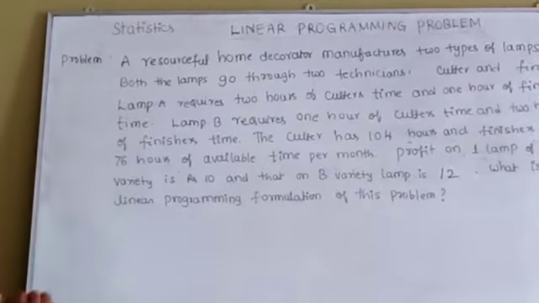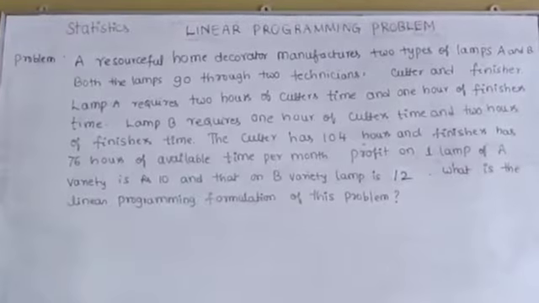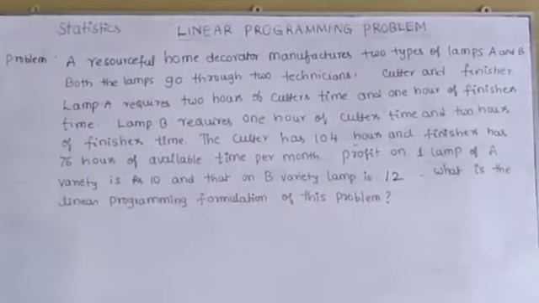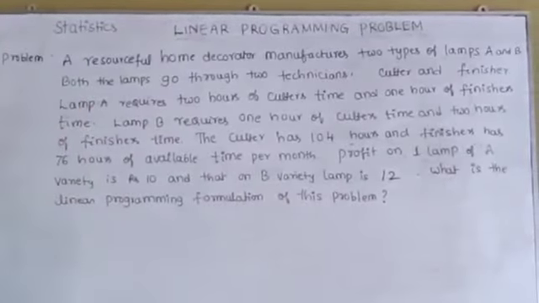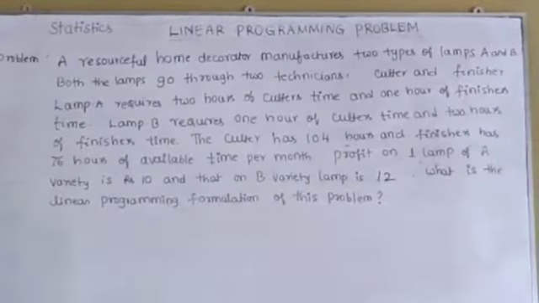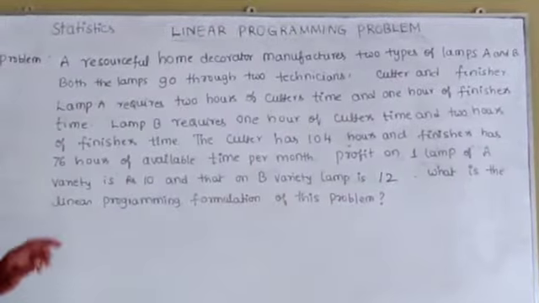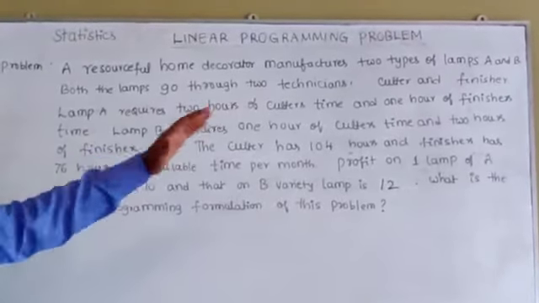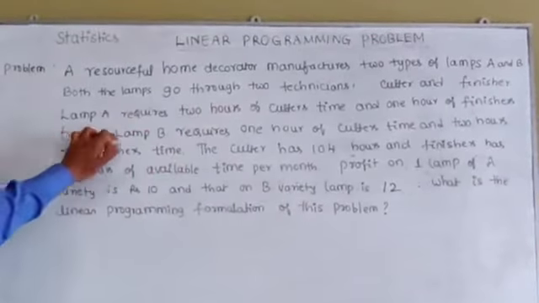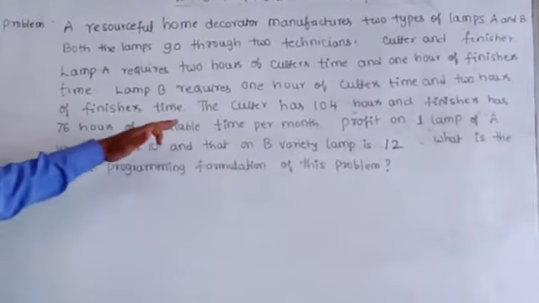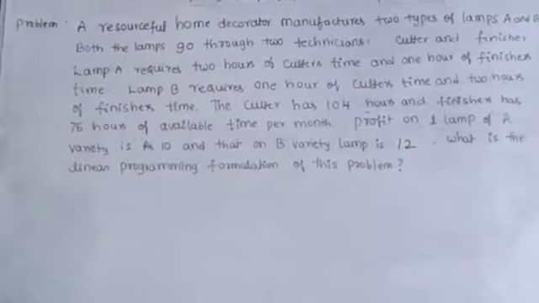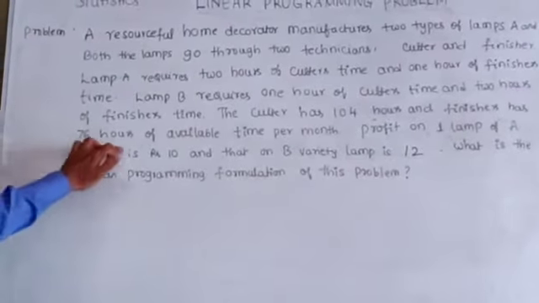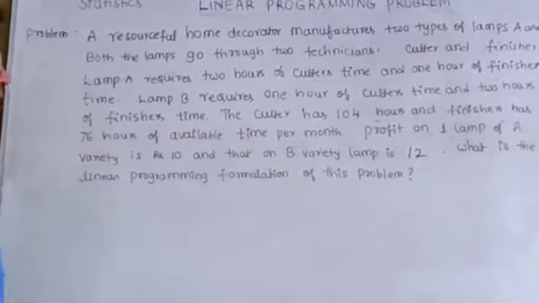A resourceful home decorator manufactures 2 types of lamps, A and B. Both the lamps go through 2 technicians, cutter and finisher. Lamp A requires 2 hours of cutter's time and 1 hour of finisher's time. Lamp B requires 1 hour of cutter's time and 2 hours of finisher's time. The cutter has 104 hours and finisher has 76 hours of available time per month.